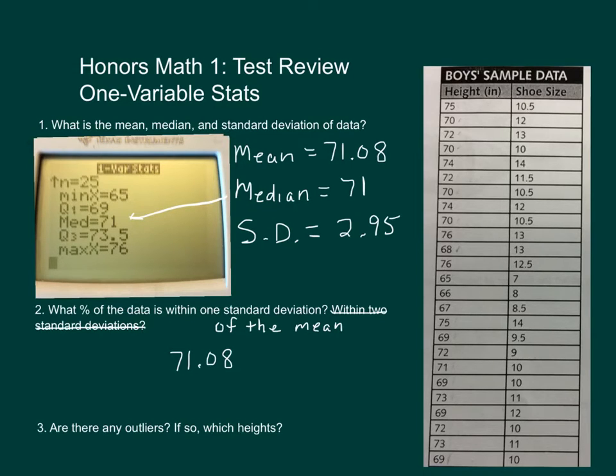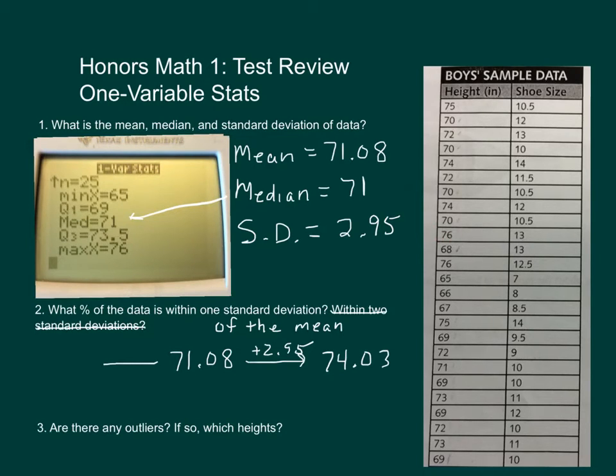Now, what it's asking is how many of these points over here are within 1 standard deviation, or 2.95, of that mean. So what I want to do is come up with a range of the numbers that are within 2.95 of 71.08. So I'm just going to add 1 standard deviation, 2.95. So 71.08 plus 2.95, 74.03.